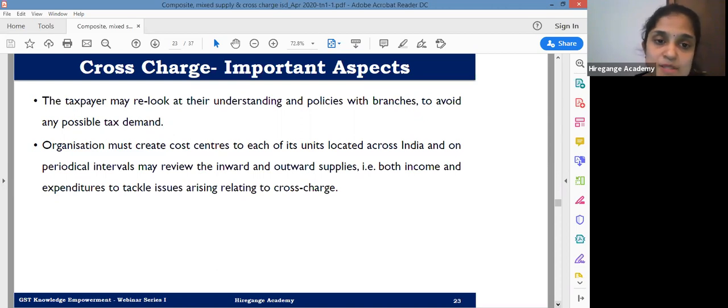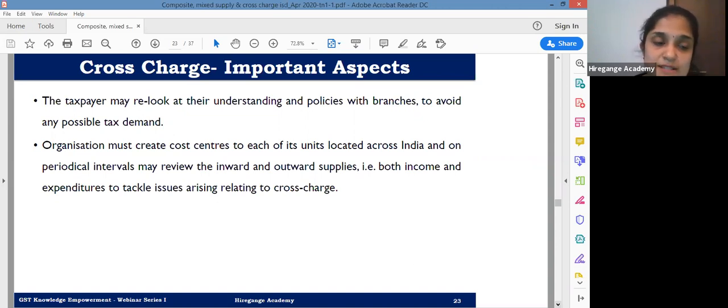All these things are possible. But if we look at a cross charge in the context of services, which is what we are focusing on, it becomes very difficult, first of all, to determine what is the service which is being given, by which location to which location, when was it given, where it was given and consumed by which location.